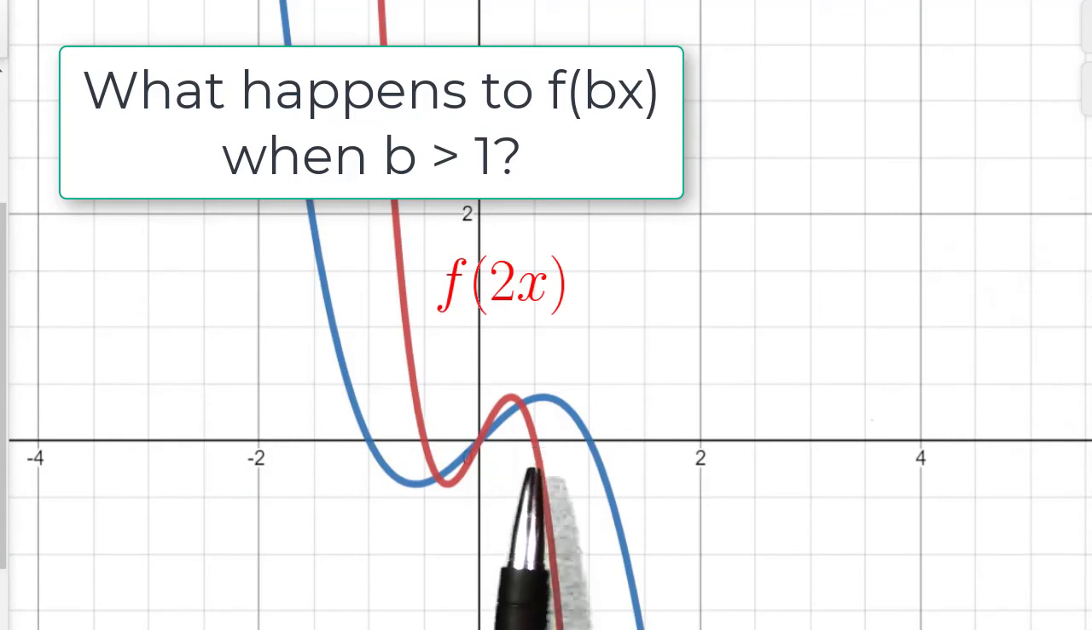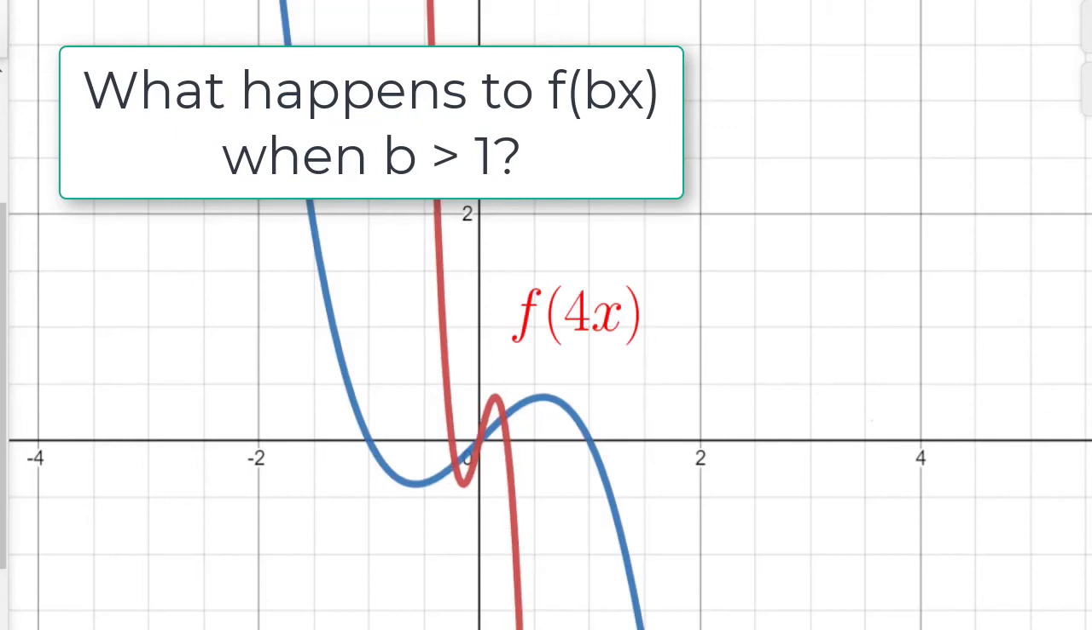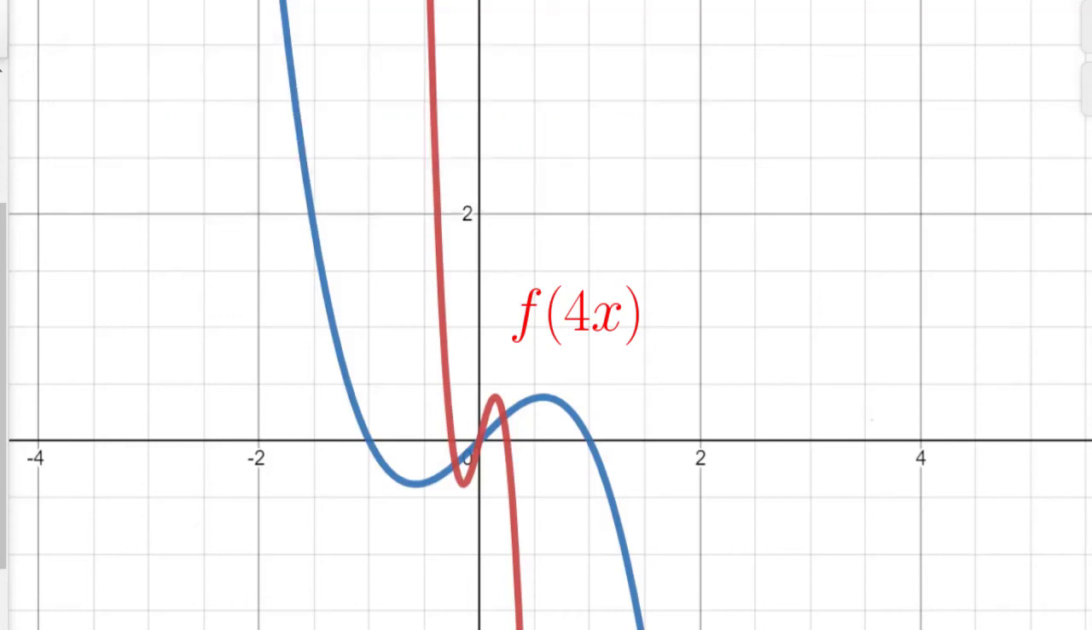And it's squished by a factor of 1/2. If I make b equal to 3, it's squished by a factor of 1/3. If I make b equal to 4, it's squished by a factor of 1/4. So the stretching actually occurs at a factor of 1/b.